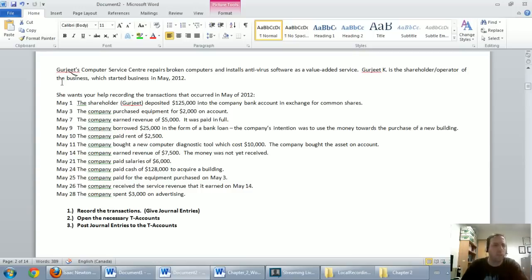But let's read through the top of the question. It says, Gurjeet's Computer Service Center repairs broken computers and installs antivirus software as a value-added service. Gurjeet K is the shareholder slash operator of the business, which started business in May 2012. She wants you to help recording the transactions that occurred in May of 2012, and then there's a big list of transactions, and we're just going to worry about part one here. Record the transactions, give journal entries.